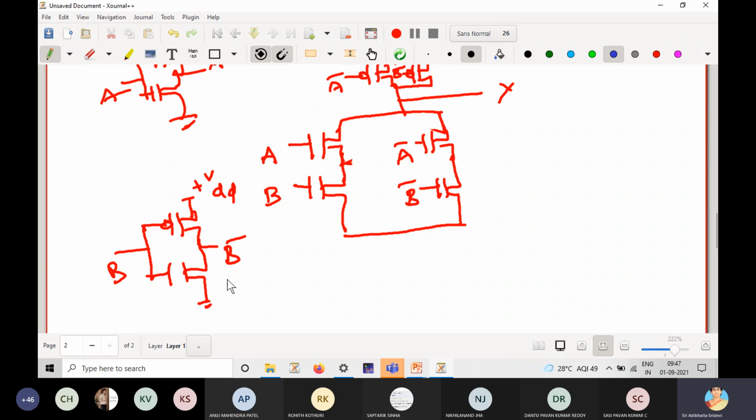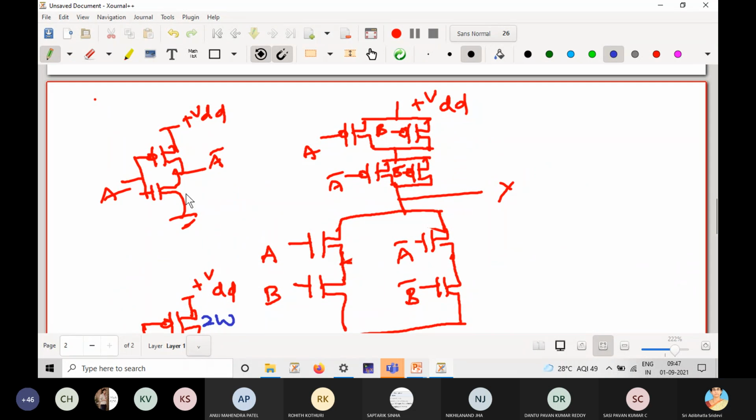So here W, 2W, W, 2W for the inverters. Here in the path I have two N MOSFETs, so I will give 2W, 2W. Here also I have two N MOSFETs, I'll give 2W, 2W. Here what is the possibility? In all the paths only two transistors, either this or this or this or this. In all the ways only two transistors, correct?